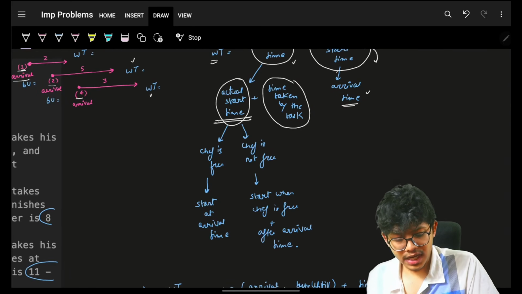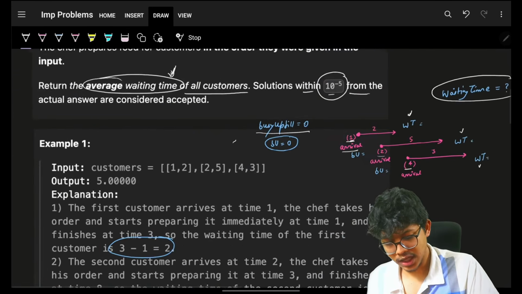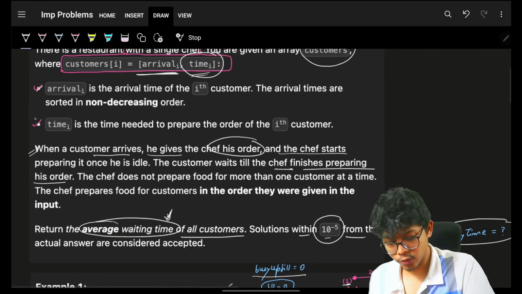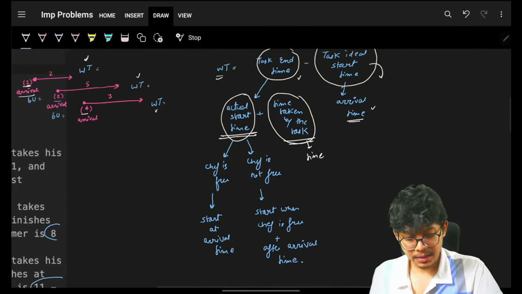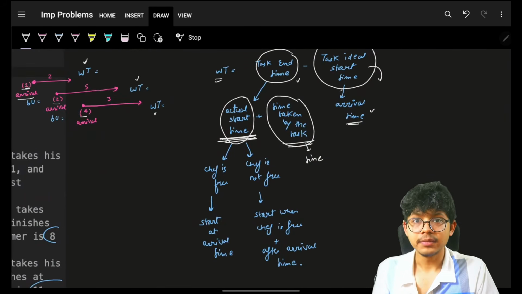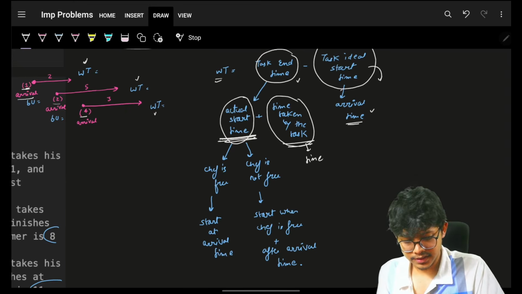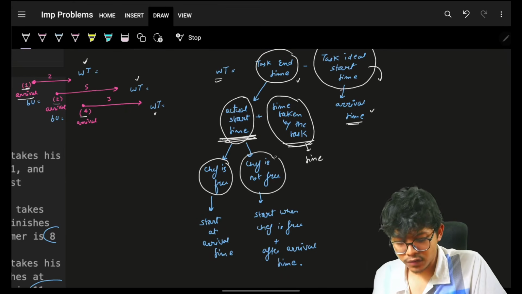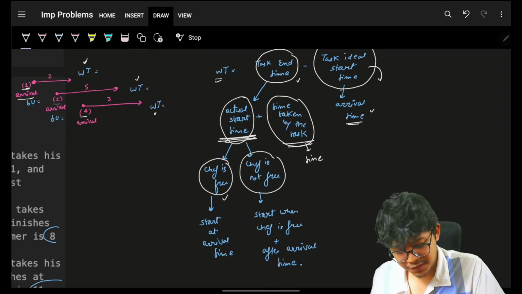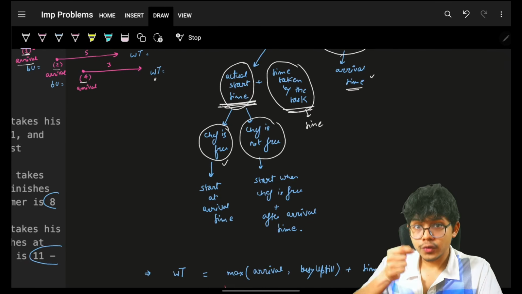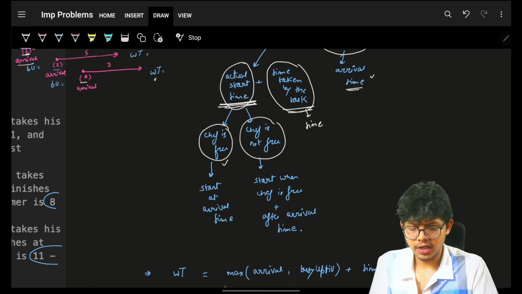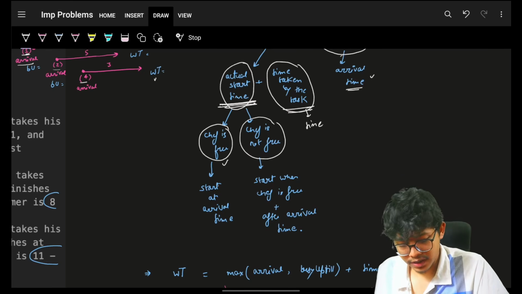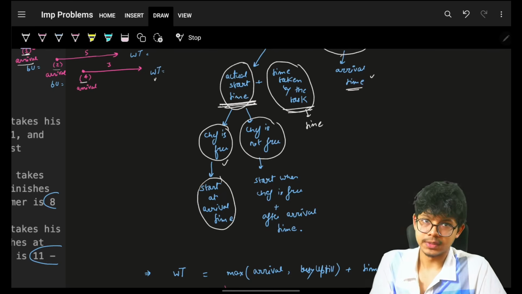Now, the actual start, this is already given, this is equal to time. This is already given in the problem, how much time the food will take to get prepared. But the actual start time again depends upon two things: that the chef can be free at that moment or the chef is not free at the moment. If the chef is free at the moment, then the food will be prepared. I will start preparing the food after the customer has come in, right?